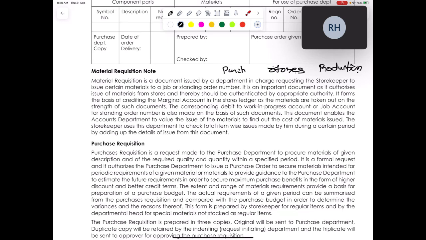Whenever the production department requires raw material for consumption, they will request in writing to the store department. This is very important. They will say that we require such type of raw material in such quantity. This written request by the production department to the store department, based on which the store department will issue the raw material to the production department, is known as MRN, material requisition note. Okay, sure.